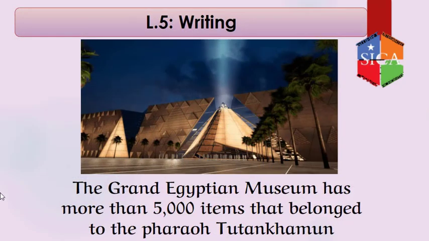Here we have an info about the Grand Egyptian Museum. The Grand Egyptian Museum has more than 5,000 items that belonged to the pharaoh Tutankhamun.